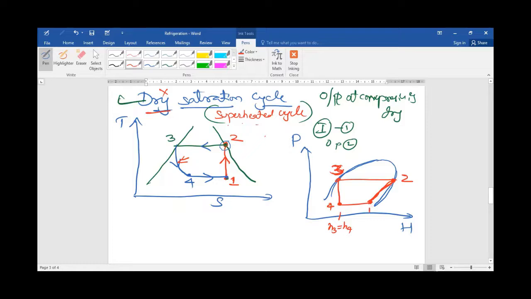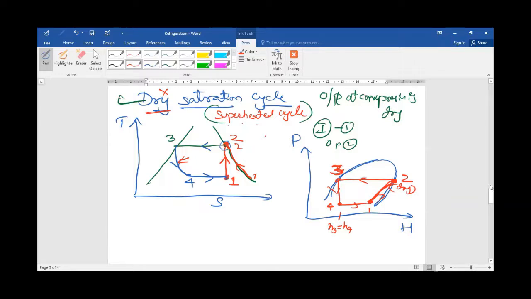If point number 2 is in dry condition, of course 100% point number 1 will be in the wet region, because I cannot draw only a small length. I cannot draw the 1 to 2 process like this. It should be a vertical line. If point number 2 is here, you draw one vertical line and show the upward arrow. So point number 1 will be 100% in the wet region. Okay, so this is the condition.